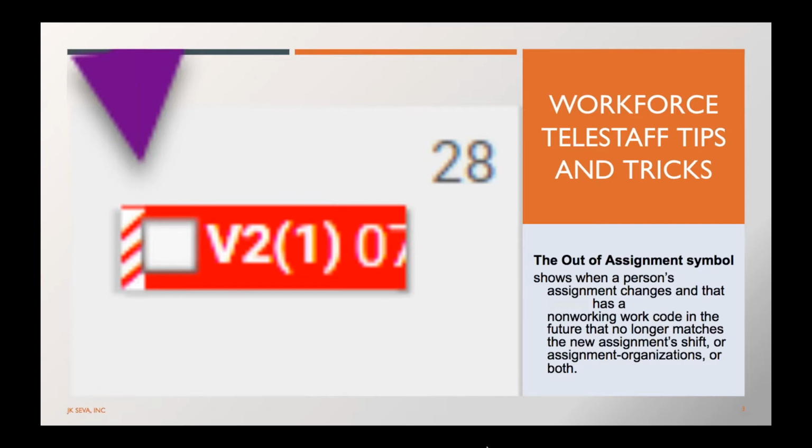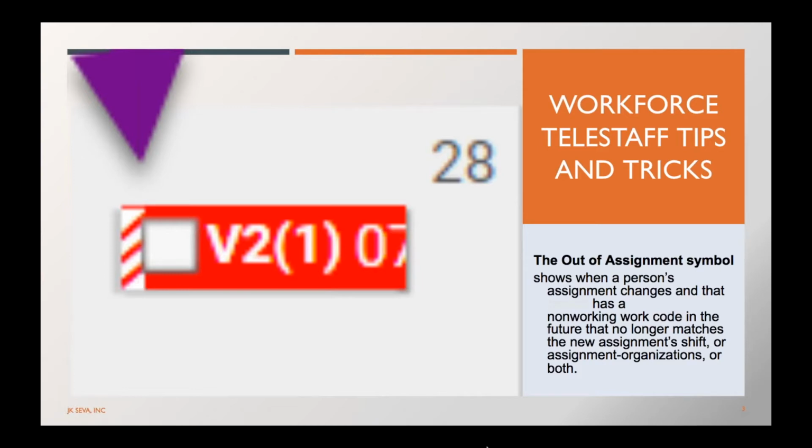Out of assignment work codes happen because you put a vacation or non-working code, and that's important. It's only going to affect non-working codes. So the typical one is someone wanted to save someone some vacation, let's say later on in the year, in the summer. And so they went ahead before they made the new assignment and they put a vacation on his or her calendar. Well, then they changed the assignment after they put the work code on there.